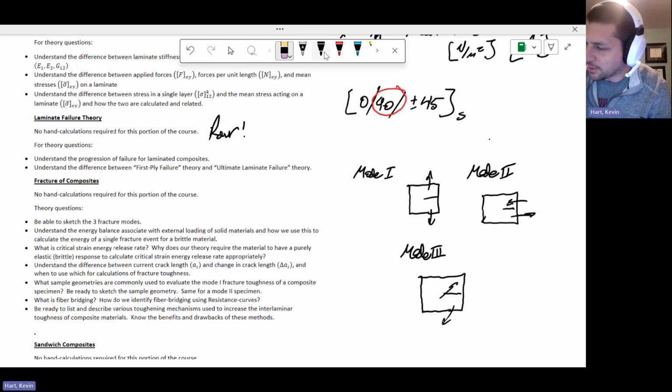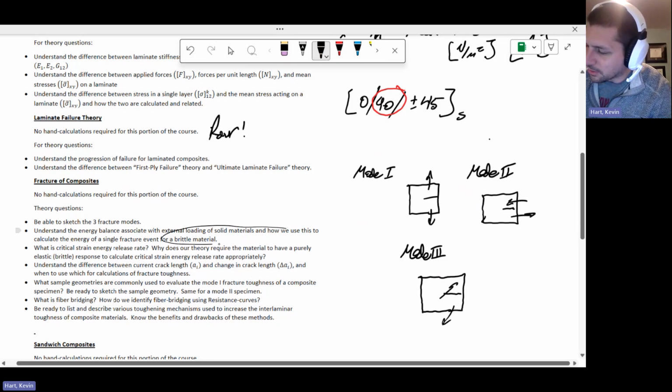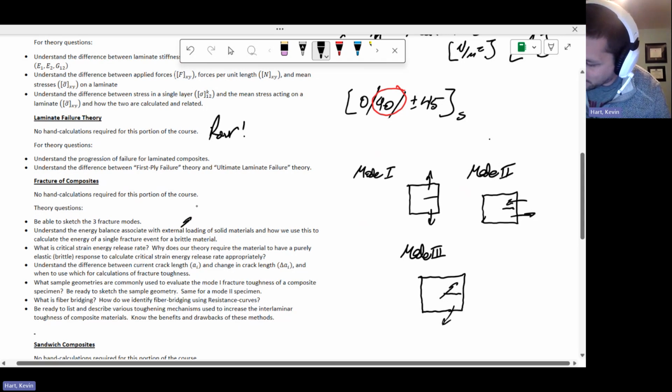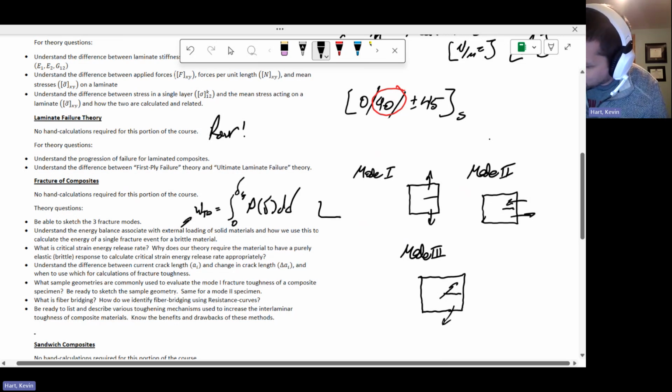Understand the energy balance associated with external loading of solid materials and how we use that to calculate critical strain energy release rate. This is good to know. We said the total work that goes into a sample is the integral from some initial condition to some final displacement of the load curve as a function of displacement, P d delta. So the total work when you're looking at load displacement for fracture events would be the entire triangle that exists here. So this is total work.